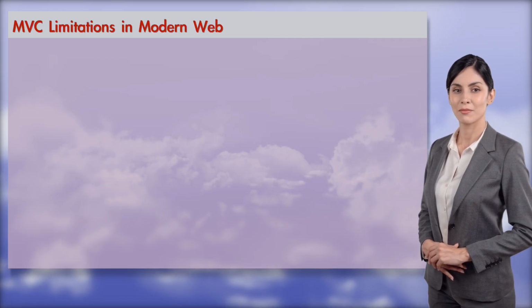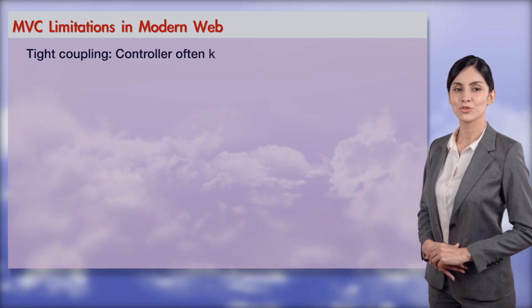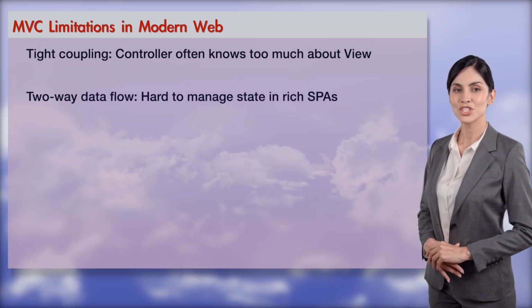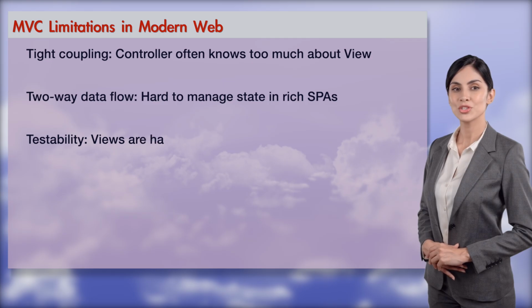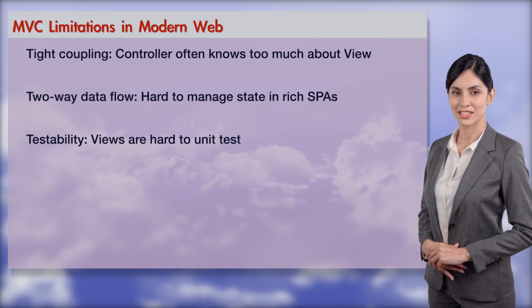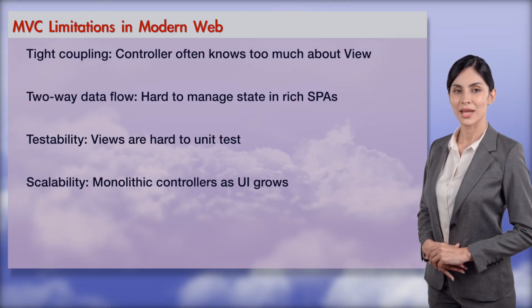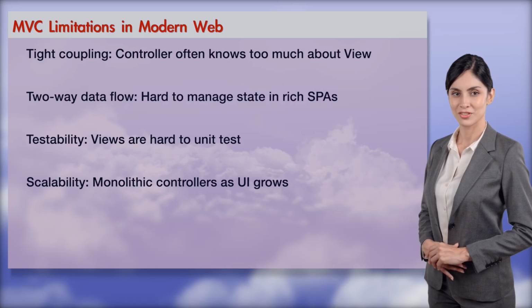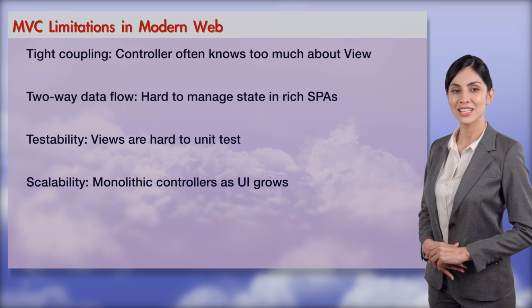MVC limitations in modern web applications. Controllers often become fat, knowing too much about both model and view. Two-way data flow, where user input updates model, which updates view, becomes difficult to manage in rich single-page apps with complex state. Views, which are HTML templates with logic, are notoriously hard to unit test. As the UI grows, controllers bloat into God objects, hurting scalability and maintainability.